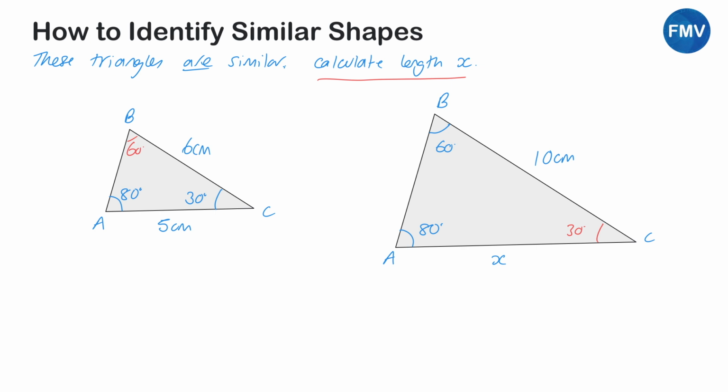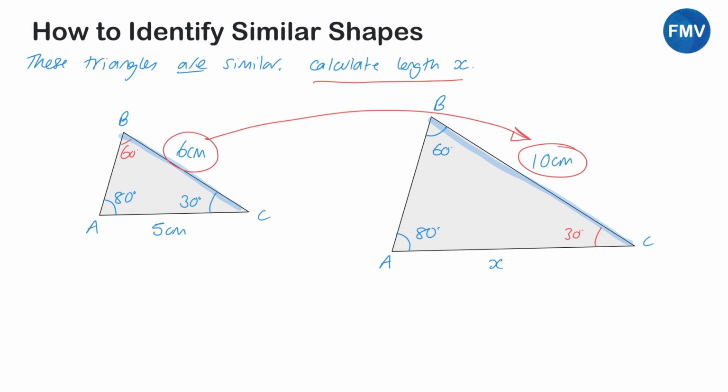If we are looking at side BC, between the 60 and 30 angle, so we're looking at this side here. There's been an enlargement from the one to the other. But what is that enlargement? What is the scale factor? So what do we multiply 6 by to make it equal 10? In order to turn 6 into 10, you are multiplying by 10 over 6. So 6 times 10 is 60, divided by 6 is 10.